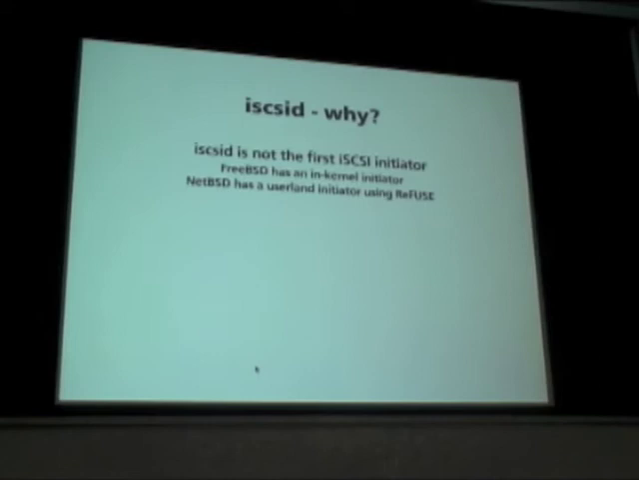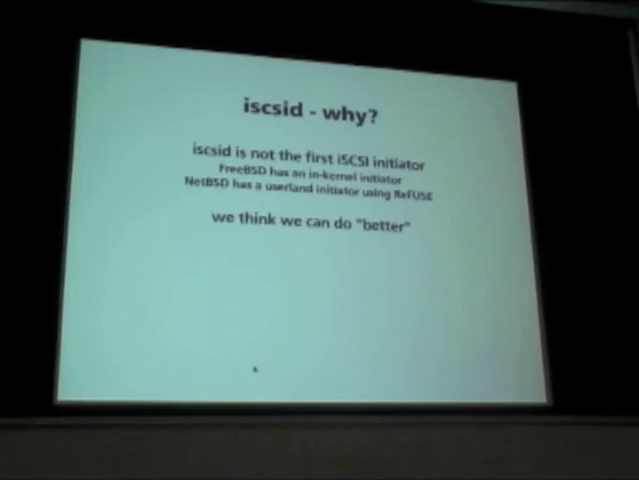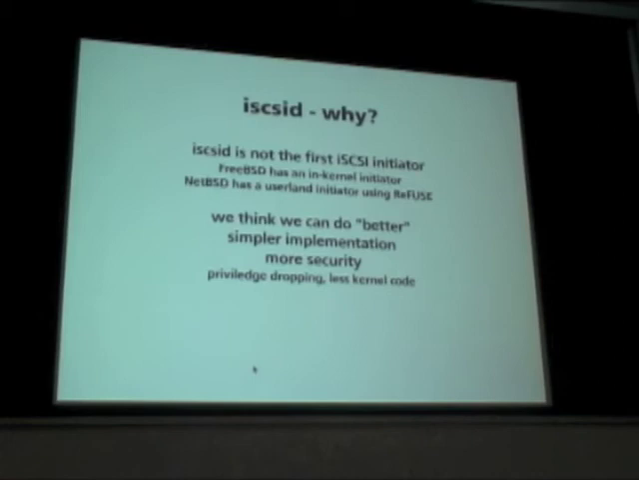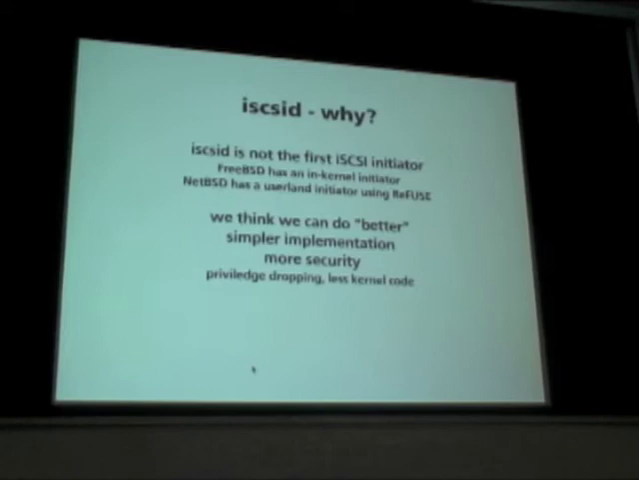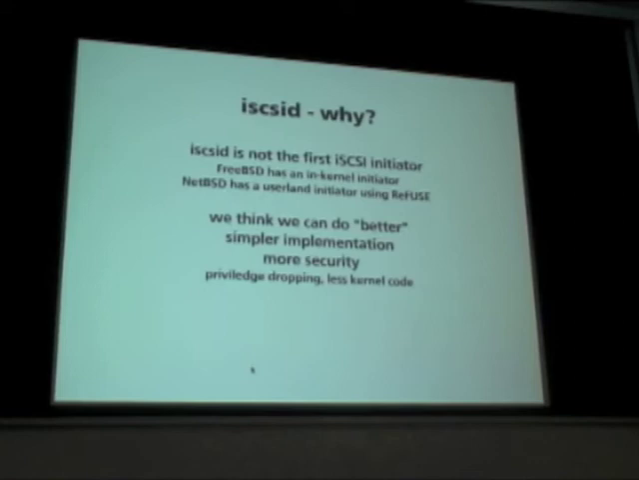In the end, we think we can do better. In our terms of better, we have different goals: we want a simple implementation and we want more security. We don't want to have a lot of code in the kernel, which runs with even more than super user privileges, and we don't want to have a daemon that runs all the time with super user privileges. So for us, it's important to have privilege dropping or privilege separation in such a daemon and not everything in the kernel.